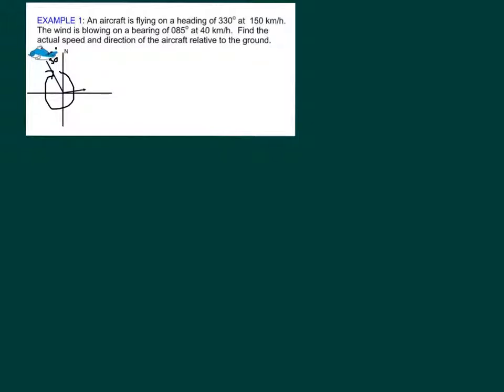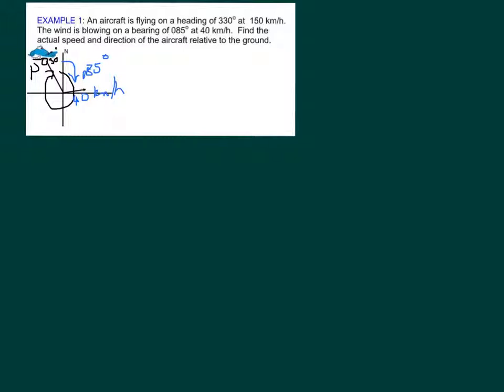Then we have a wind blowing on a bearing of 85 degrees. So that's our angle between north and our wind bearing, which is 85 degrees. The magnitude of this vector is 40 kilometers an hour. The magnitude of our plane vector, of our airplane, is 150 kilometers an hour. And we need to find the resultant of these two vectors.